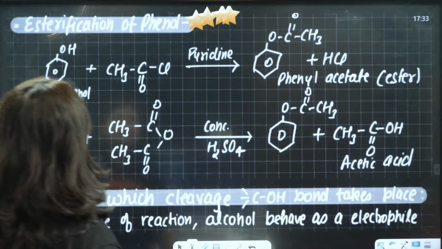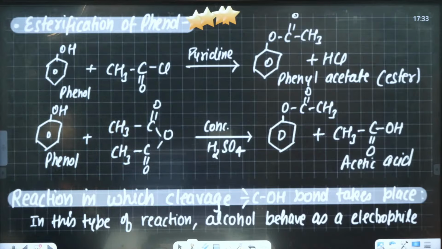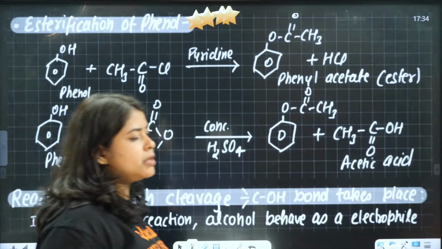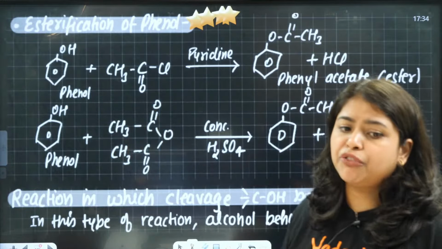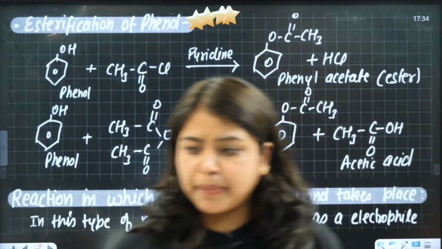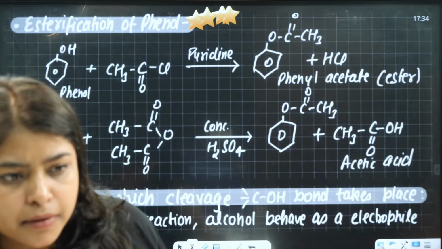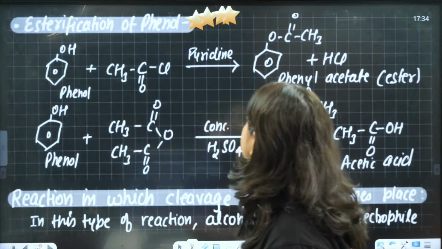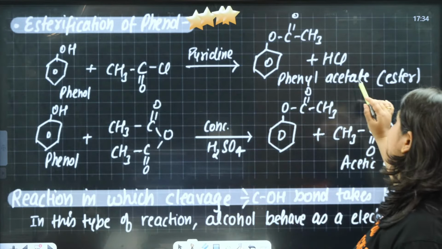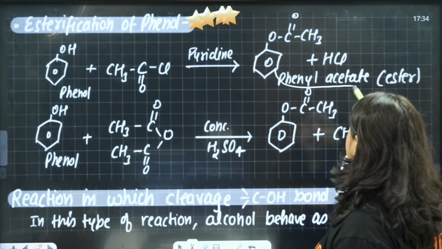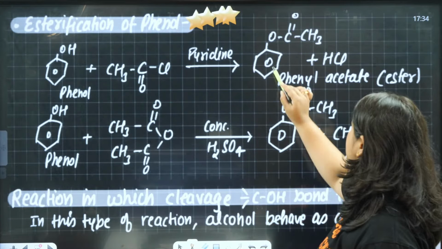Now look here at the esterification of phenol. What is happening? Same everything again. We have taken phenol and we are reacting it with CH3 C double bond O Cl in the presence of pyridine. In the presence of pyridine, we are going to get phenyl acetate, that is also called an ester.